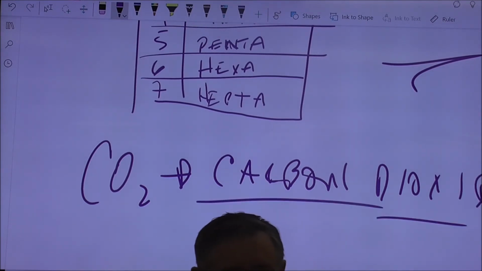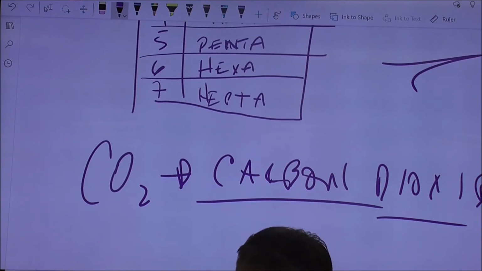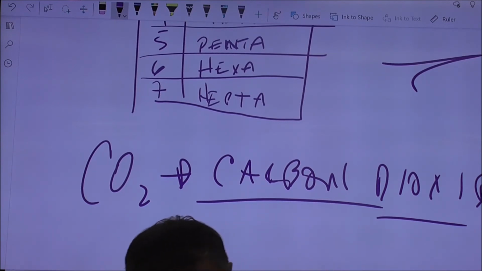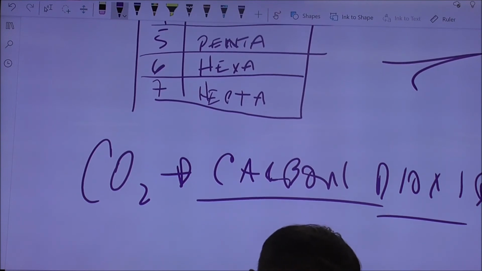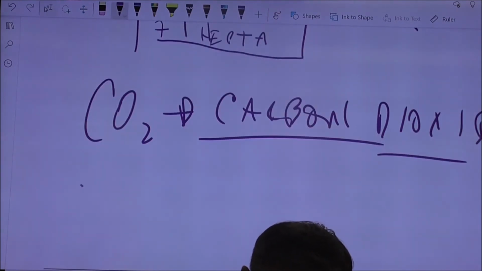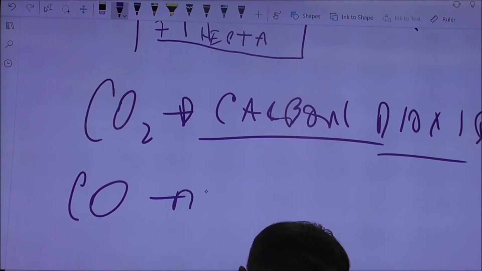But what can cause poisoning is this molecule, which is carbon monoxide.